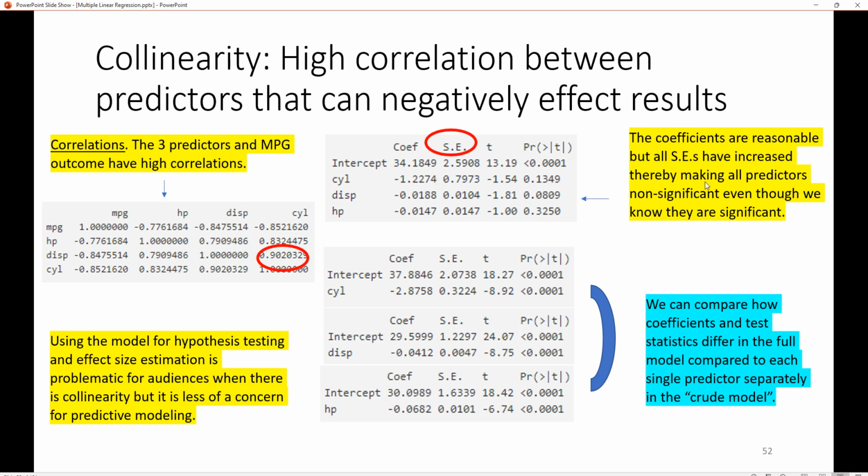Here they look okay, but we do see that all standard errors have increased. Thereby all predictors will be non-significant, even though we know they are significant. So we have the full model here with 3 predictors included, but if we look at 3 separate models, one for each predictor, we can see how the standard error has changed, and even how the coefficients have slightly changed. We can compare how coefficients and test statistics differ in the full model compared to each single predictor separately in the crude model.